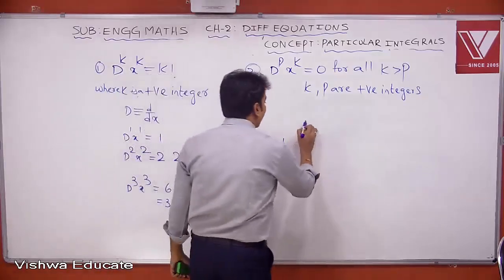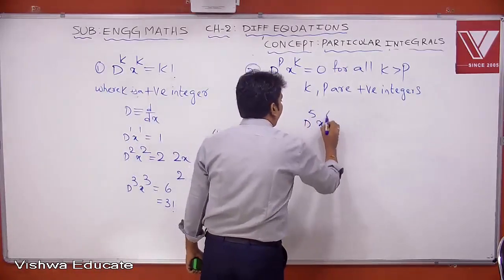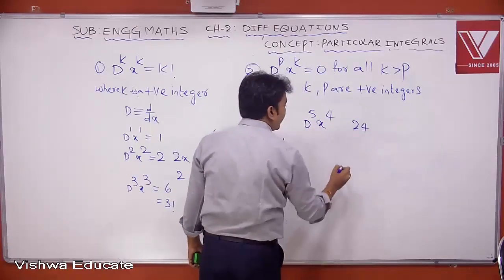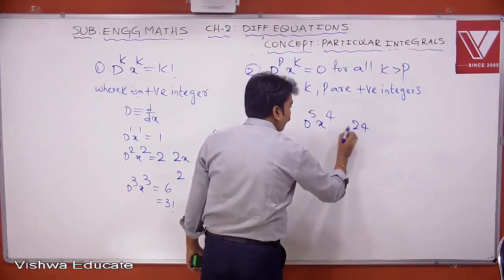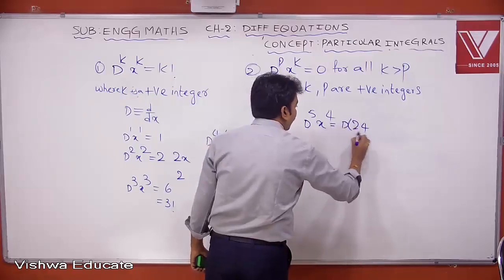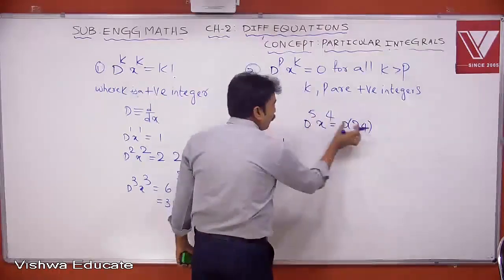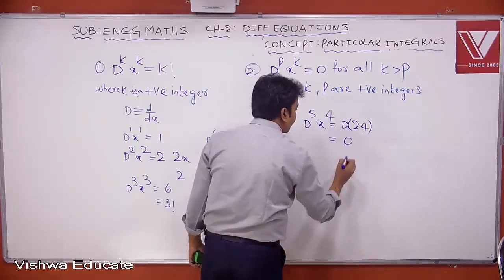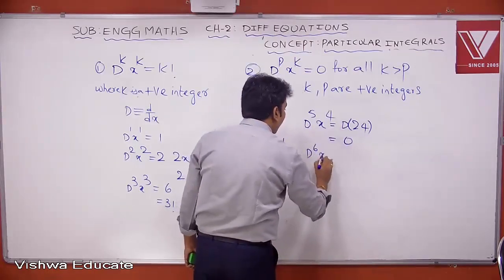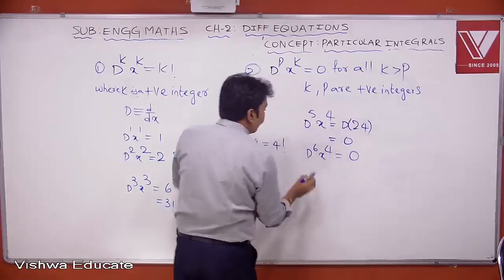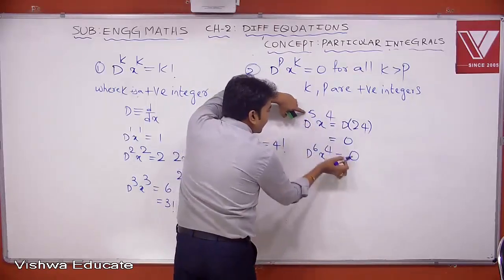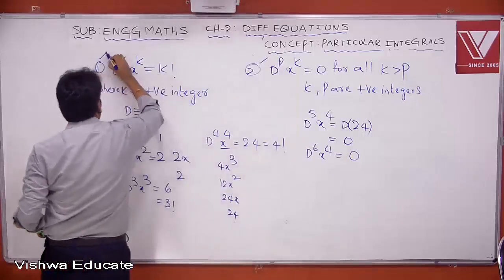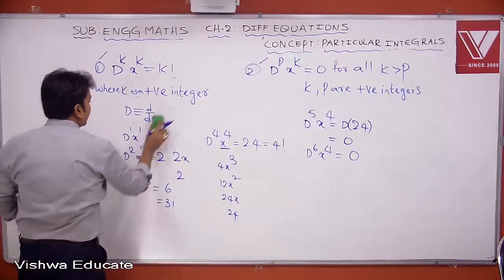The simplest example we can go for is D power 5 of x power 4. When both powers are same, the result is 24. So this is D power 4 of x power 4, and when you differentiate this 4 times, the result is 24. One more D is left, D of 24 is 0. Similarly, D power 6 of x power 4 is 0. So whenever this number dominates this, the result is 0. This is one useful result, and this is another useful result. Now I will generalize like this.